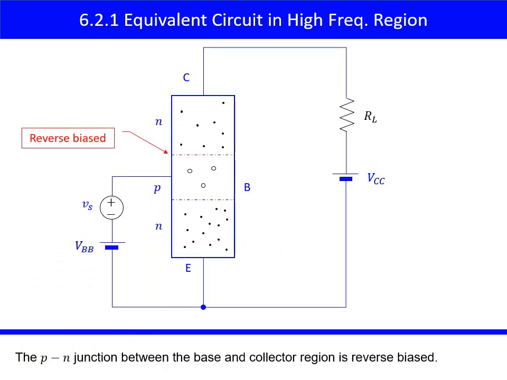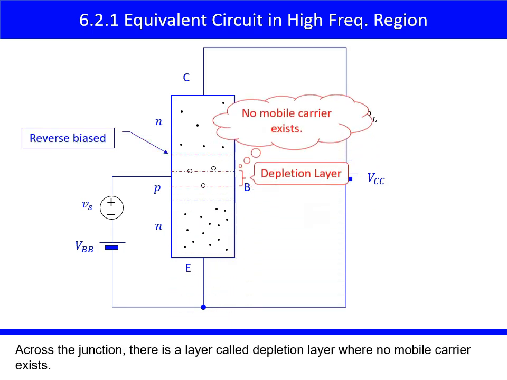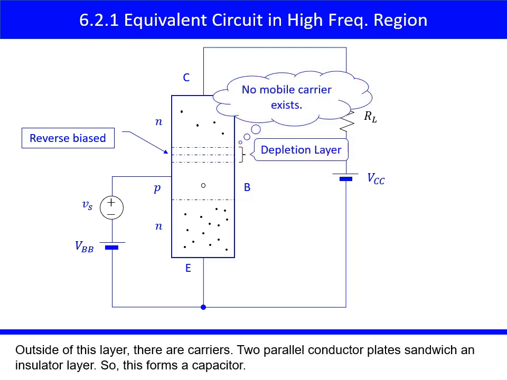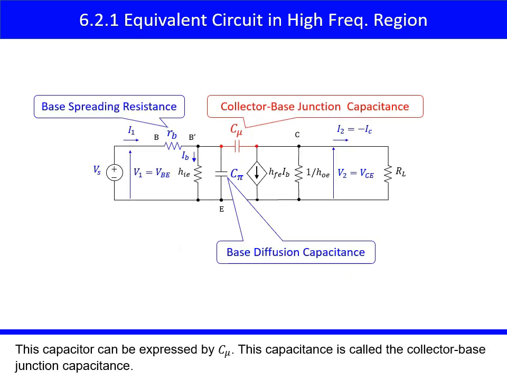The PN junction between the base and collector region is reverse biased. Across the junction, there is a layer called depletion layer where no mobile carrier exists. Outside of this layer, there are carriers. Two parallel conductor plates sandwich an insulator layer. So, this forms a capacitor. This capacitor can be expressed by Cμ. This capacitance is called the collector base junction capacitance.